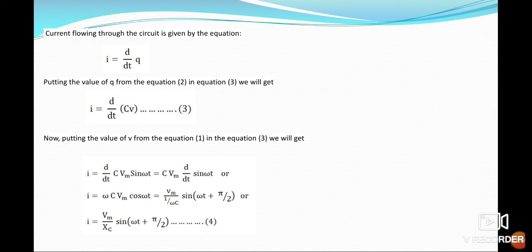Now by rearranging the equation as Vm by 1 divided by omega C and sin omega t plus pi by 2, we can write the final equation as I equals Vm by Xc into sin omega t plus pi by 2. That is, the capacitive reactance is represented as Xc equals 1 by omega C. So we have replaced 1 by omega C in the equation with Xc.